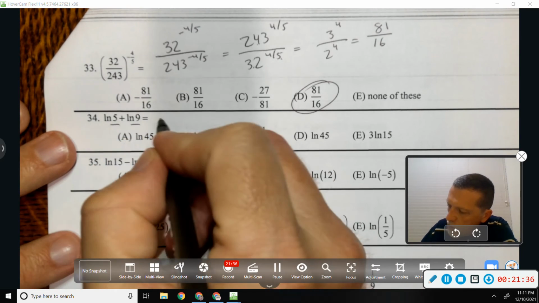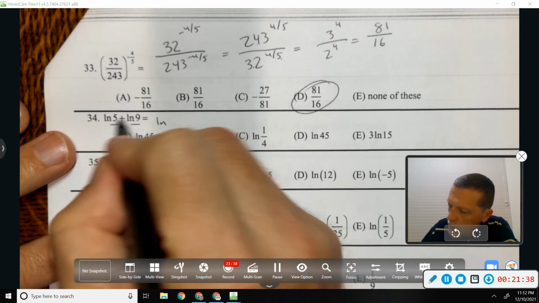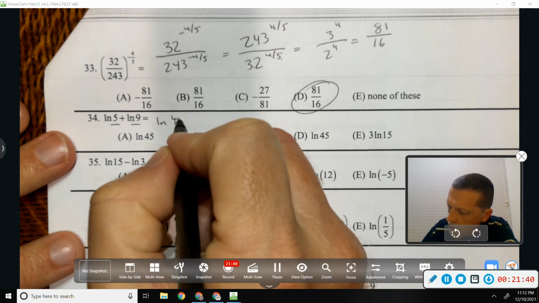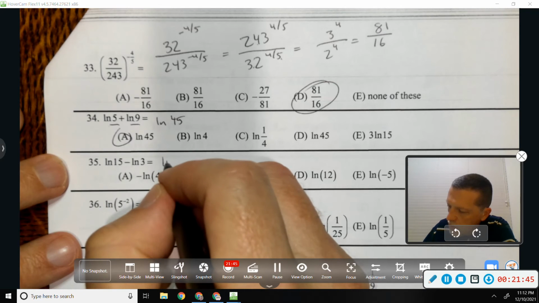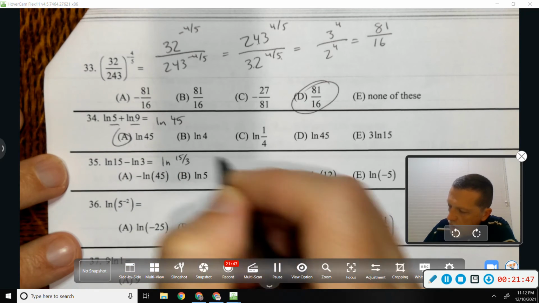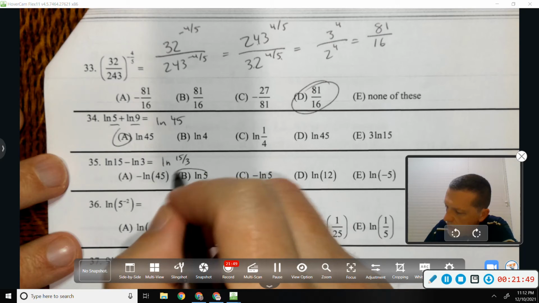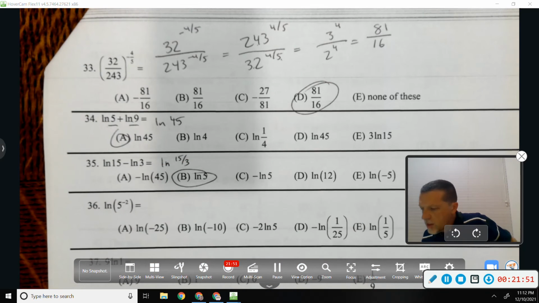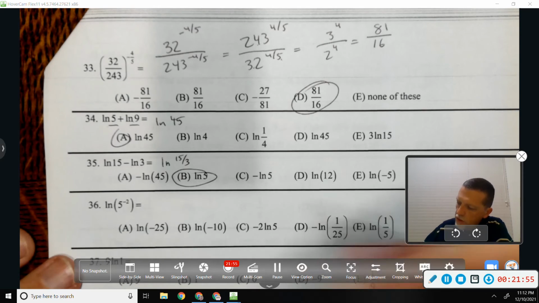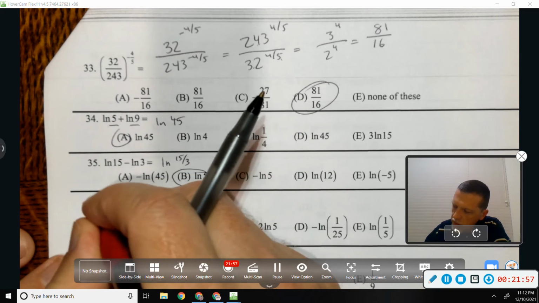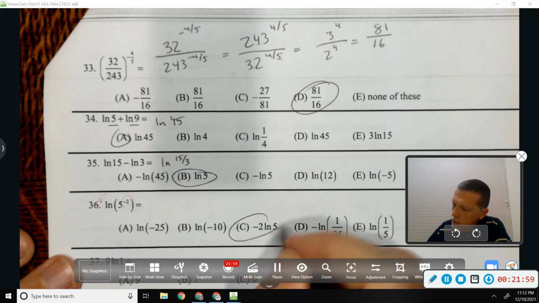34, remember you can combine by multiplying, so that's the same as natural log 45. You can combine subtractions with division, so natural log of 5. 36, remember you could put the negative 2 out front, make life a little easier, so that'd be C.